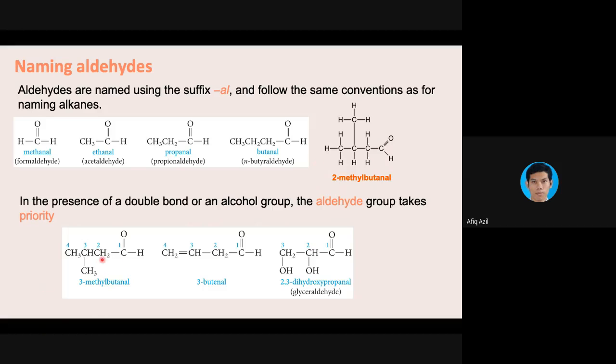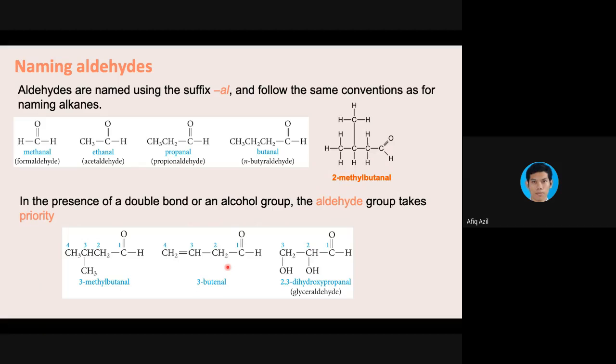This is the same 3-methyl butanal. Another example, you have a double bond. The longest carbon chain is 4 carbons as well, 1, 2, 3, 4, but the numbering must always start from the C double bond O. So 1, 2, 3, and 4. From butane, it becomes butanal.